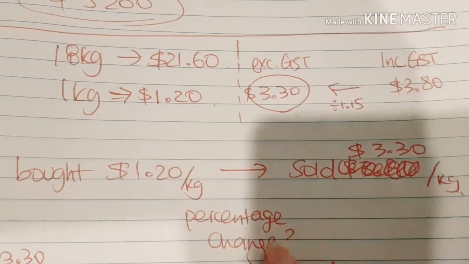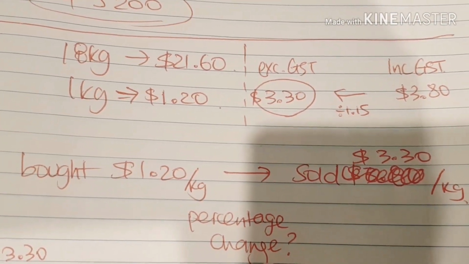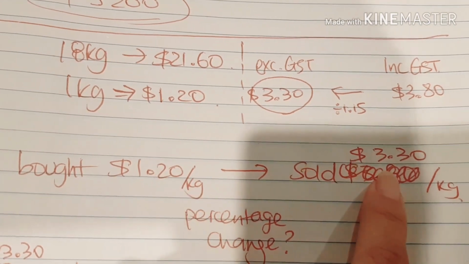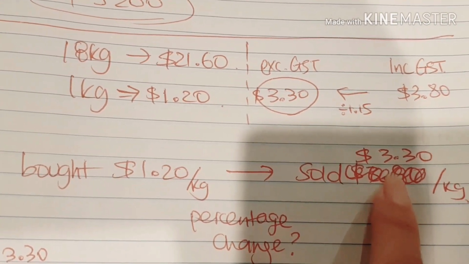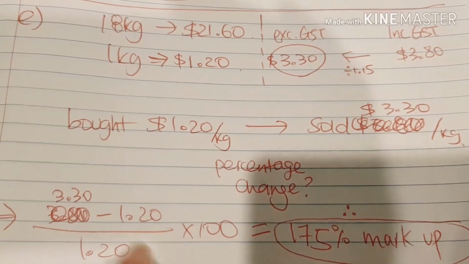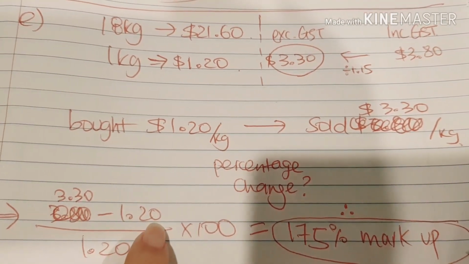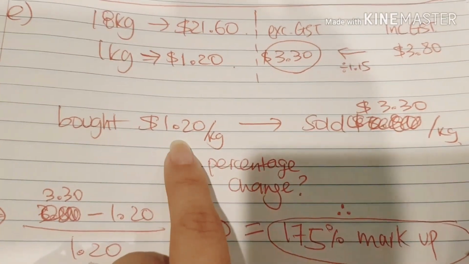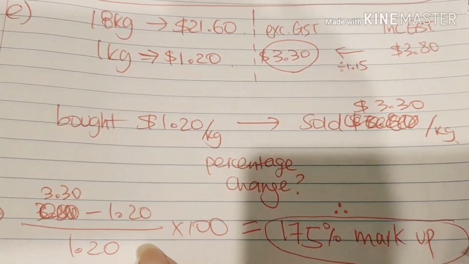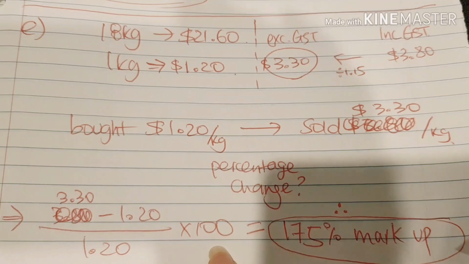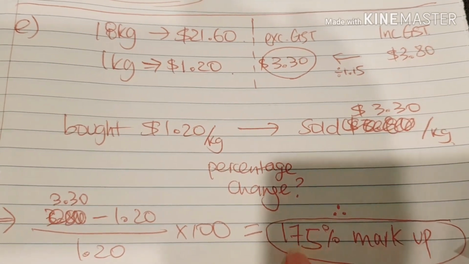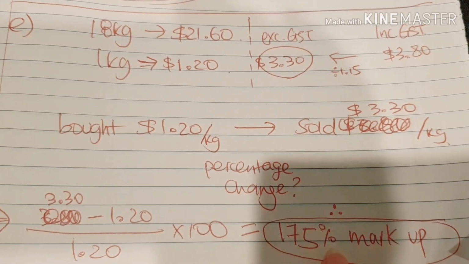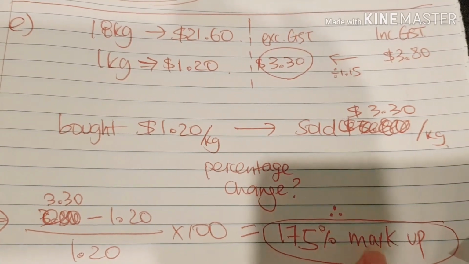GST. What is the percentage change? Obviously, it's marked up by how many percent though? Remember, new minus the old divided by the old. New, old, yeah. I'm just applying the formula. There you go. If I do that, I get 175%, which is the markup.